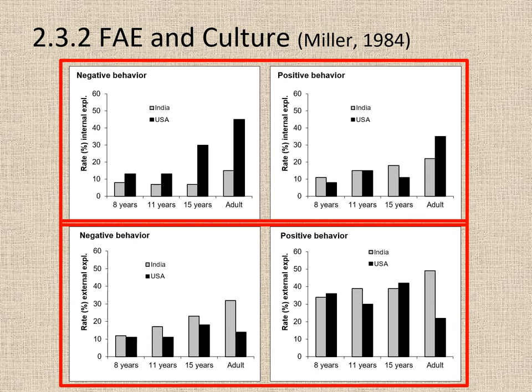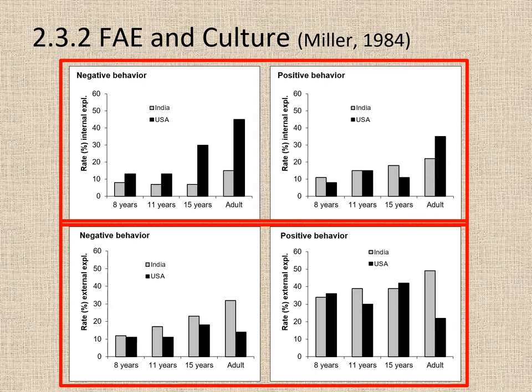Adults give internal explanations for negative behavior to more or less the same amount as children do. In the US, the rate of internal explanations given to negative behavior increases with age. Not as clearly, but something similar holds for positive behavior: a higher increase with age in internal explanations in the US, but not so much in India. And in the opposite way for external explanations.